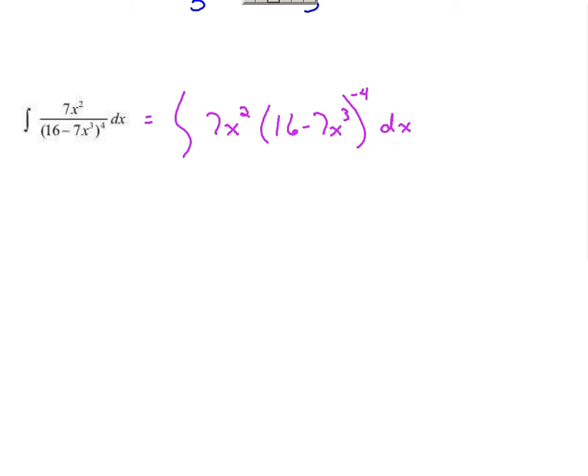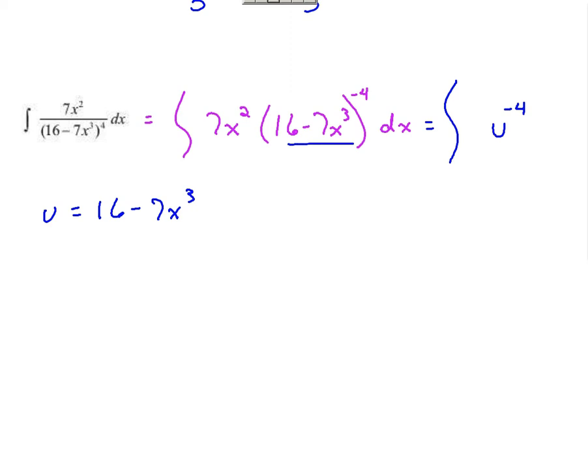Yeah, this problem involves the substitution technique, so it makes sense on this problem to let u equal the part inside the parentheses, 16 minus 7x cubed. And this is where, when we introduce that new variable, I encourage you guys to set up a new problem. Start that setup, introducing u now into the mix. The u represents this quantity, which was raised to the negative fourth. So I write u to the negative fourth over here.